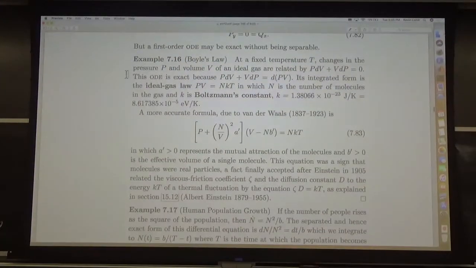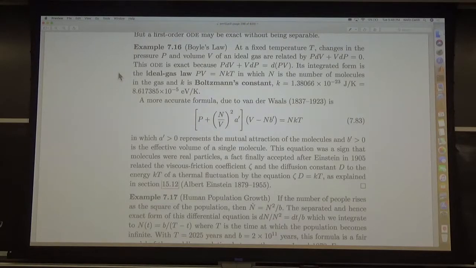These examples are, of course, physics examples, and that's why I chose them rather than just arbitrary functions of x and y. So Boyle's law is an example. At fixed temperature T, the volume and pressure of an ideal gas vary this way: P dV plus V dP equals 0. That's exact because it's just the differential of the product, PV. And so PV is a constant, and the constant is something we call the temperature after we factor out the number of particles and Boltzmann's constant.